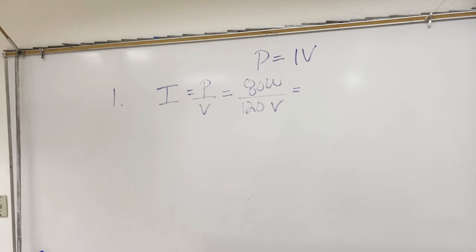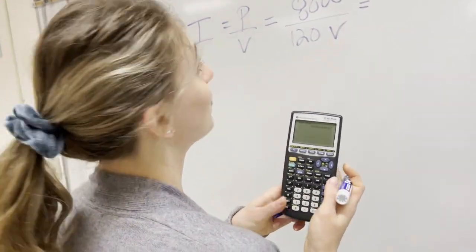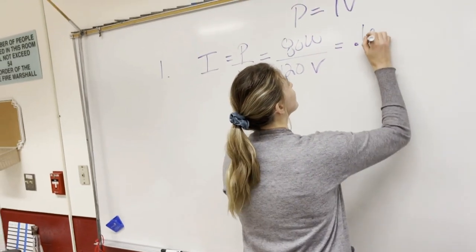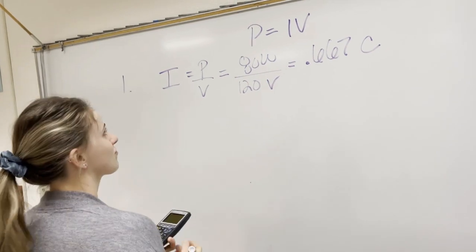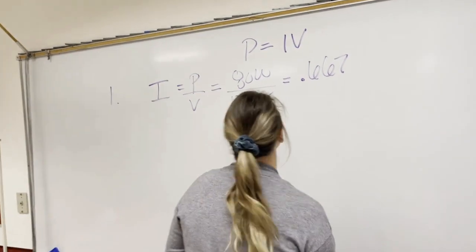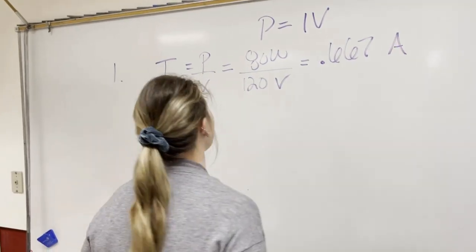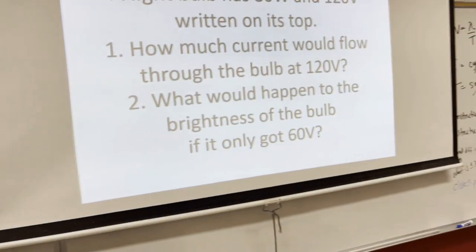8 divided by 12, 120, I mean. We get 0.66, we'll call it 0.667, and we're talking about some coulombs here. Nope, amperes. Sorry, coulombs per second would be right. Amperes, sorry. All right, so that is how much current would flow.